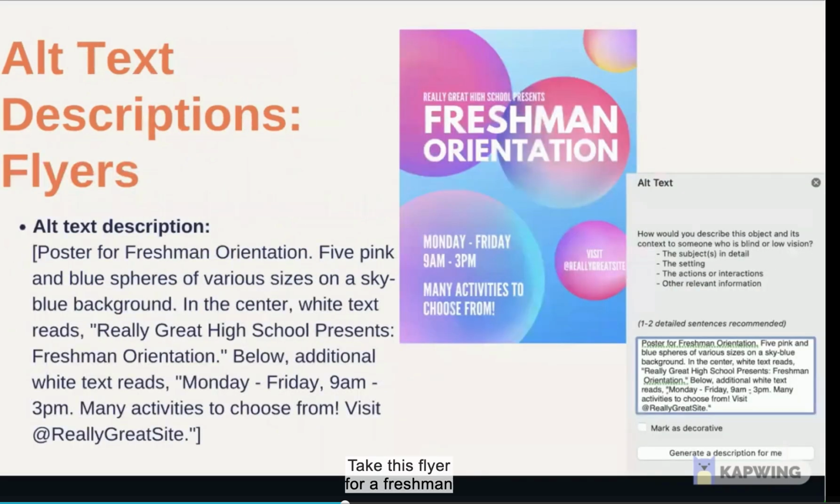Take this flyer for a freshman orientation as an example, where the alt text lists the background and foreground colors, information about the decorative spheres in the background, and all of the flyer's written text. If you'd like to listen to our alt text description, you can pause the video now and click on the link in the upper right-hand corner of your screen.